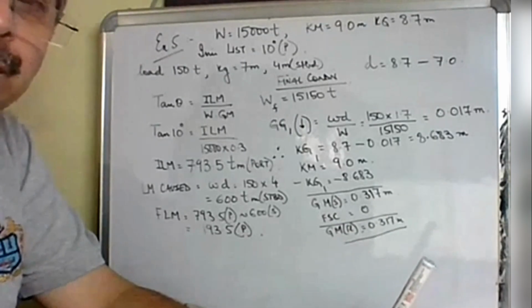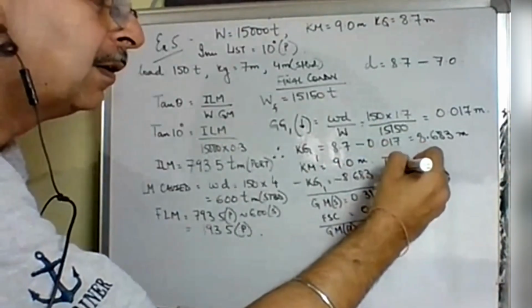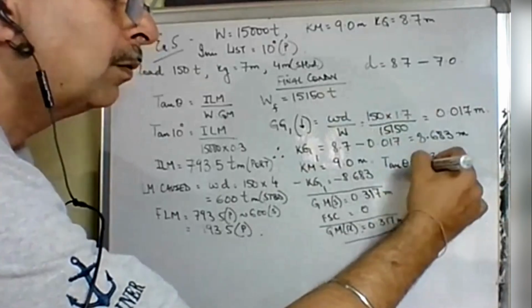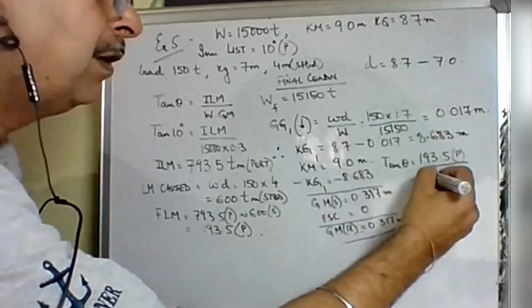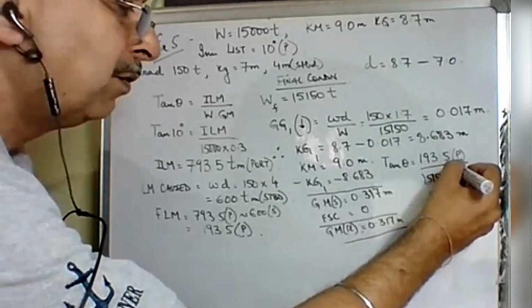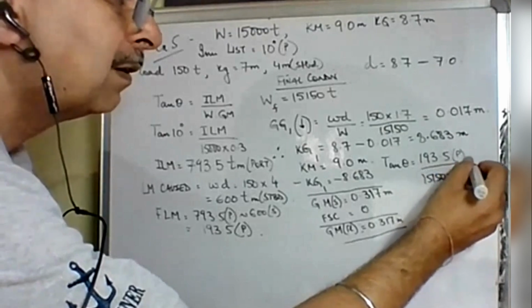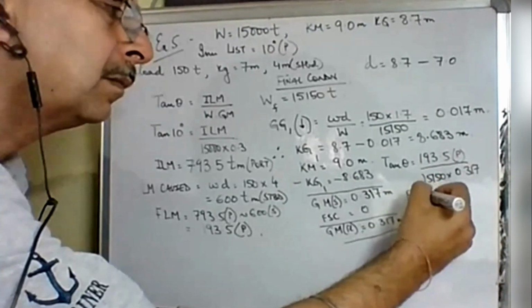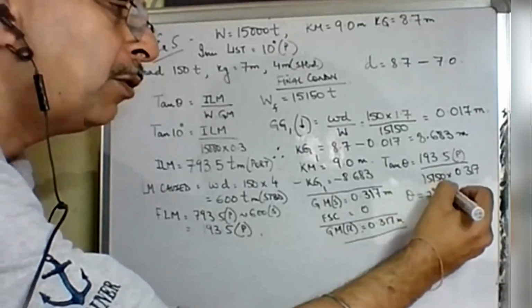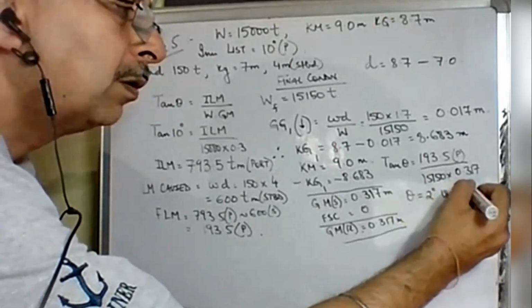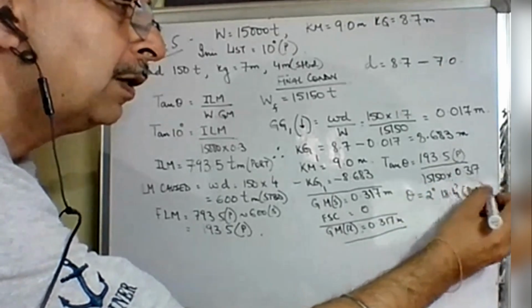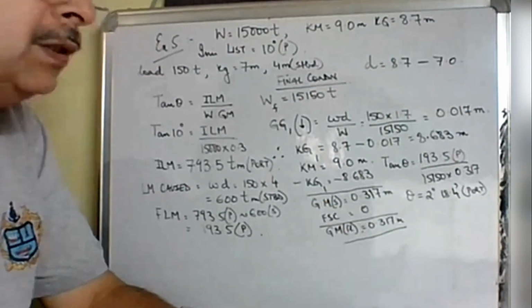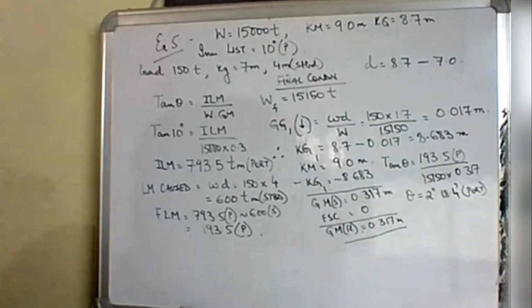Now find out the list. So final list: tan theta is equal to final listing moment 193.5 to the port divided by W final 15,150 into GM fluid 0.317. Find the theta in degrees and minutes: 2 degrees 18.4 minutes. And the list will be to the port side. This is how you'll be doing this question.